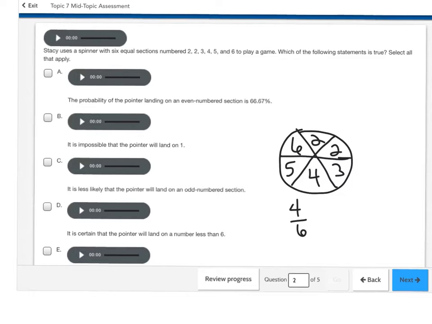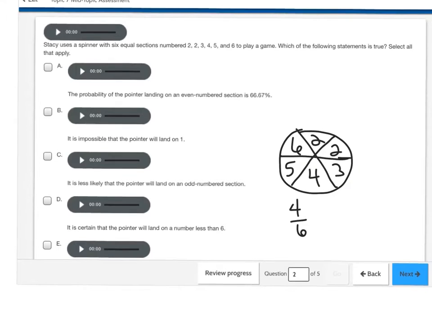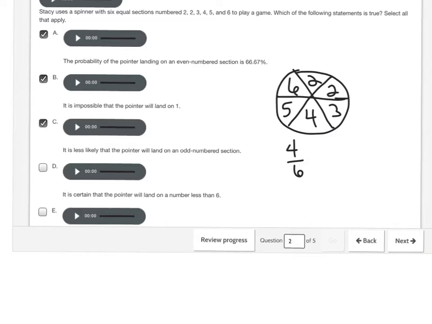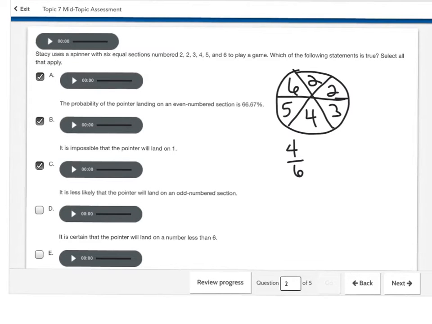And the last one, it is certain. Oh, we just did that one. No, we didn't, sorry. We have to scroll down here. E says the spinner is fair. A fair spinner means we have an equal chance of getting each thing. You can see we have more 2's here than the other numbers, so this is not considered a fair spinner. So the answer choices for that one are A, B, and C.